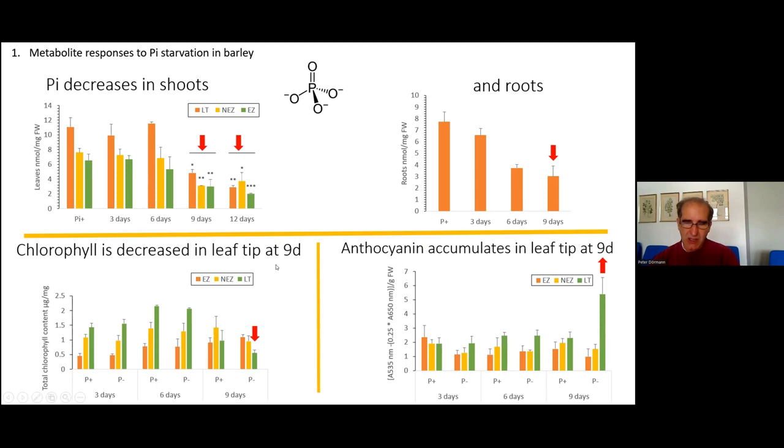Okay, and then we measured compounds which are known to be affected by phosphate deficiency after 9 days. Chlorophyll is down in the leaf tip, so in the oldest part. And similarly, anthocyanin accumulates also in the leaf tip. The other parts of the leaf are not so responsive.